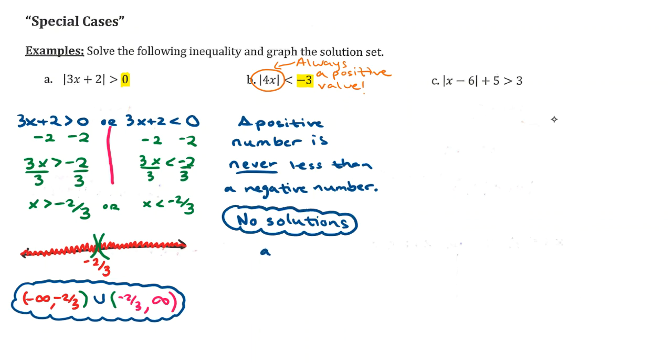We also know that we could represent no solutions by the empty set symbol. Either version is acceptable to me. And that's it, actually. There's no other work to do. We basically use the logic that an absolute value always produces a positive value, at a very minimum the number 0. So it would be impossible for the absolute value expression to give you something less than a negative number.